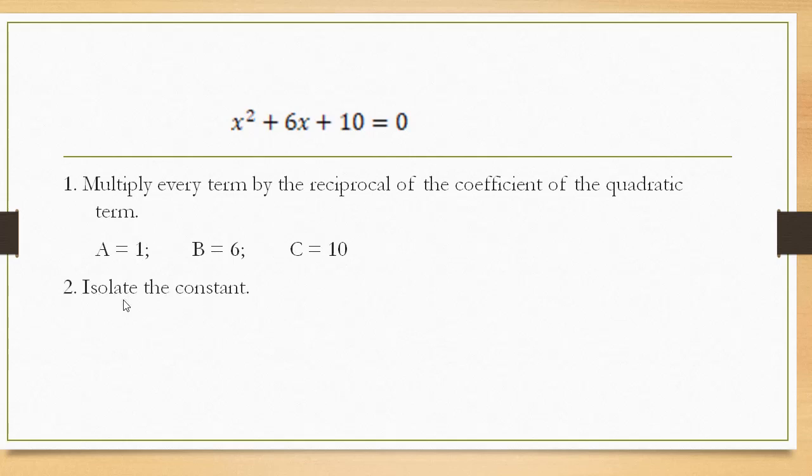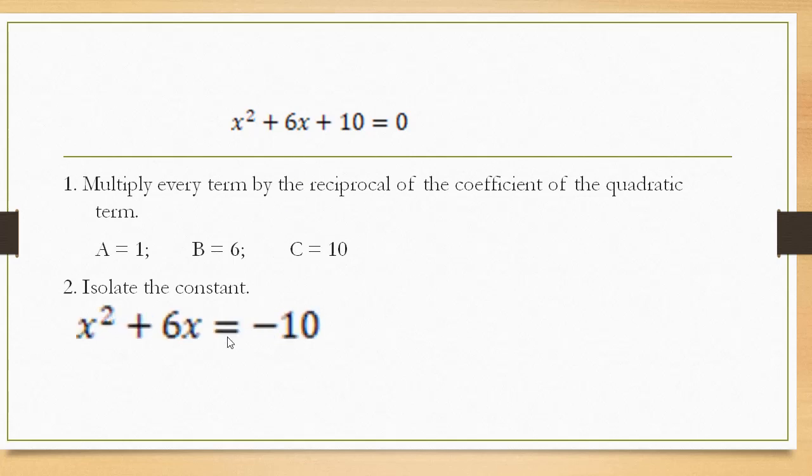Then the step 2, isolate the constant. Since ang imuhang quadratic equation kay naka-general form, i-isolate nato ang constant. I-transpose nato ning positive 10 dito sa equal sign dito sa other side, tabok sa equal sign. So, nahimo na siyang x squared plus 6x is equal to negative 10. So, nakita ninyo, naka-standard form na ang atong quadratic equation from general form.